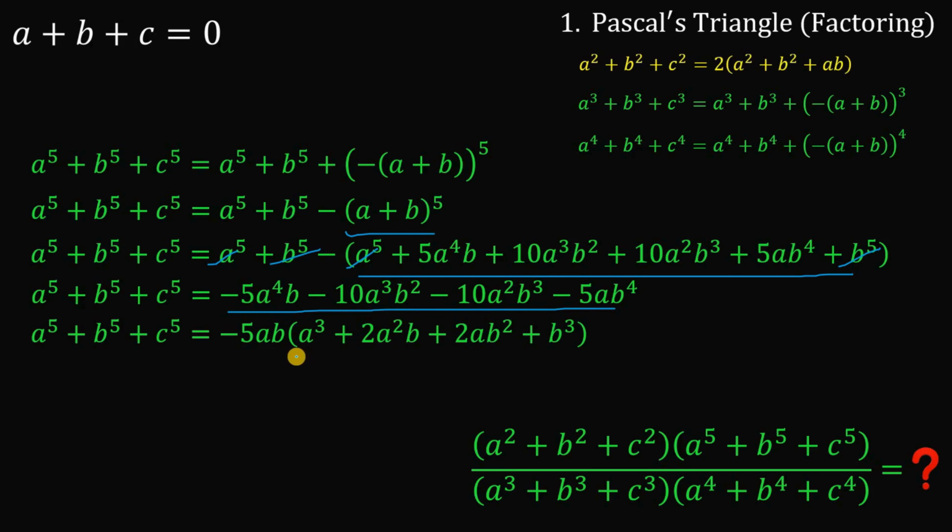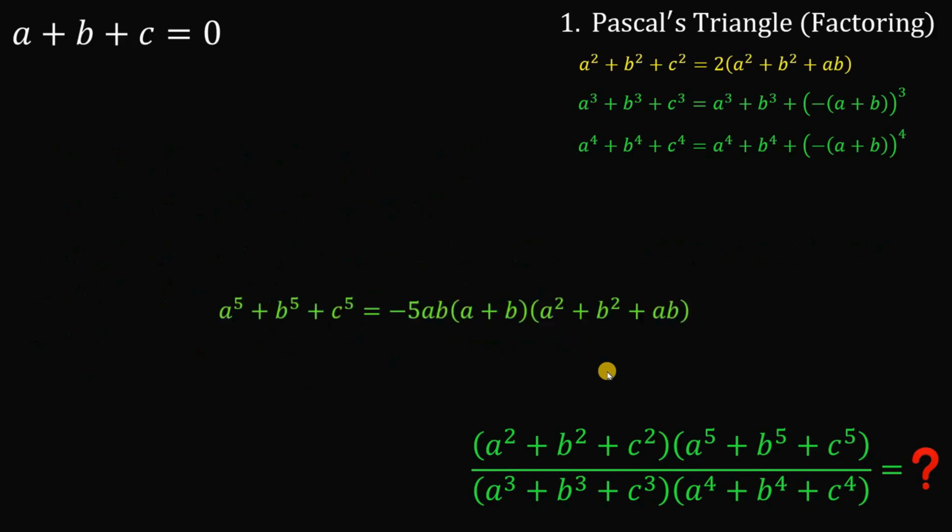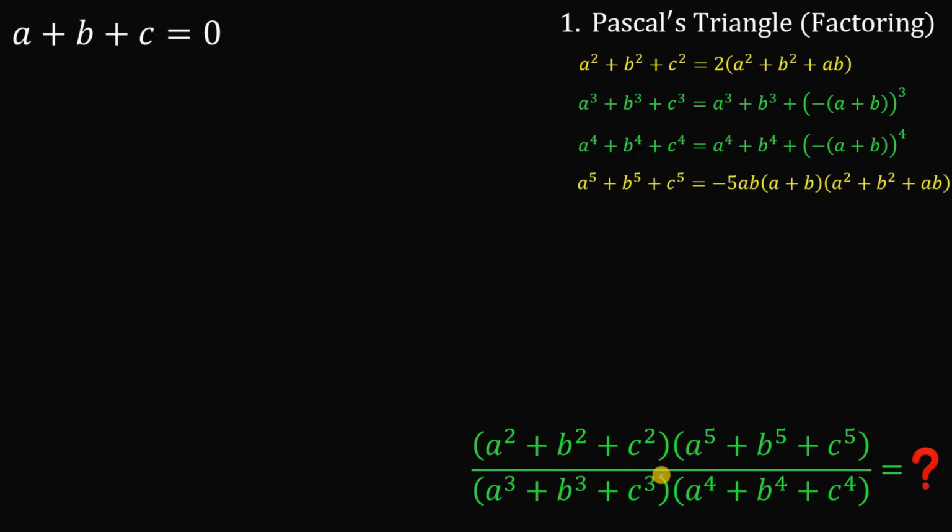And take note, this a cubed plus 2a squared b plus 2ab squared plus b cubed can be factored easily as a plus b multiplied by a squared plus b squared plus ab. You can check this factorization on your own. Alright, so let's set aside this result. Now let's get one of the factors on the denominator.